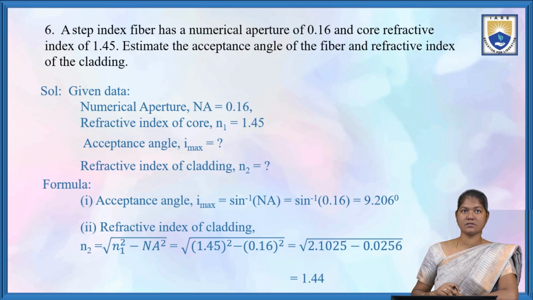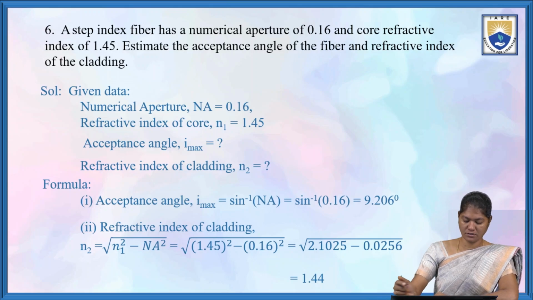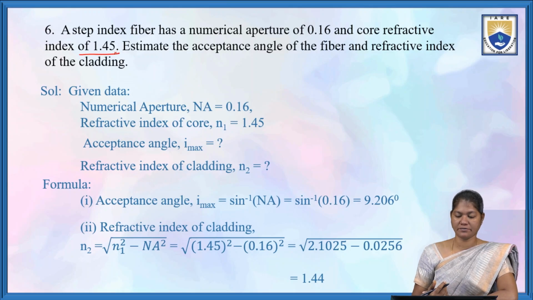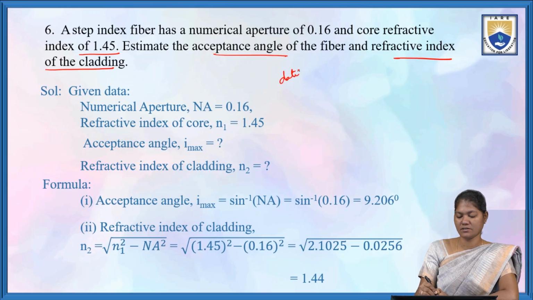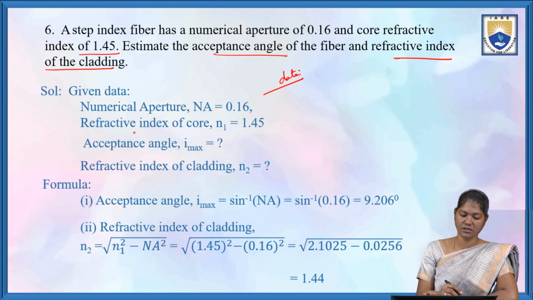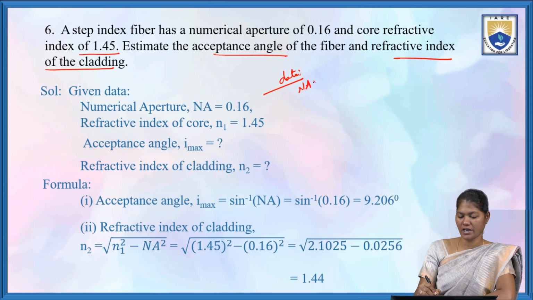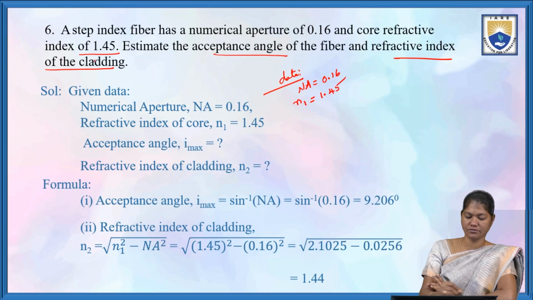Next, a step index fiber has a numerical aperture of 0.16 and core refractive index of 1.45. Estimate the acceptance angle of the fiber and the refractive index of the cladding. So the given data is: step index optical fiber has a numerical aperture NA of 0.16. Let the core refractive index be N1, equal to 1.45.